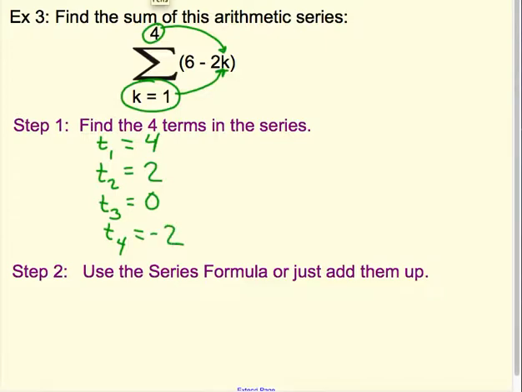So there are two options. We can use the series formula, or we can just add them up. And as I look at these 4 terms, it would be much easier to me to just add them up, because 2 plus negative 2 gives us 0, plus 0 plus 4 gives us a sum of 4.